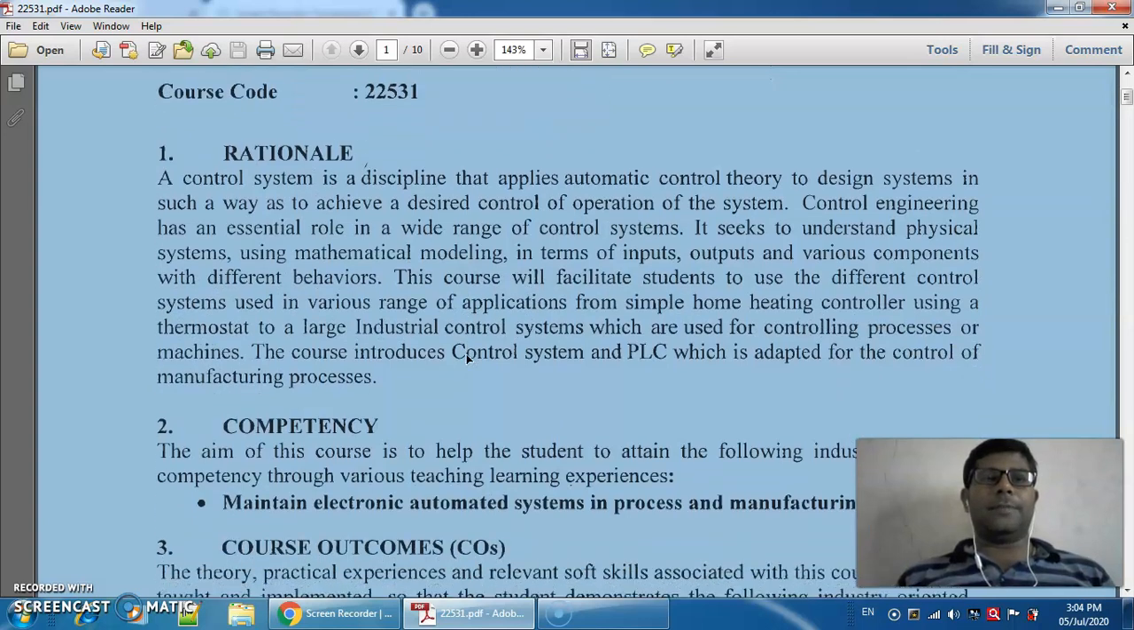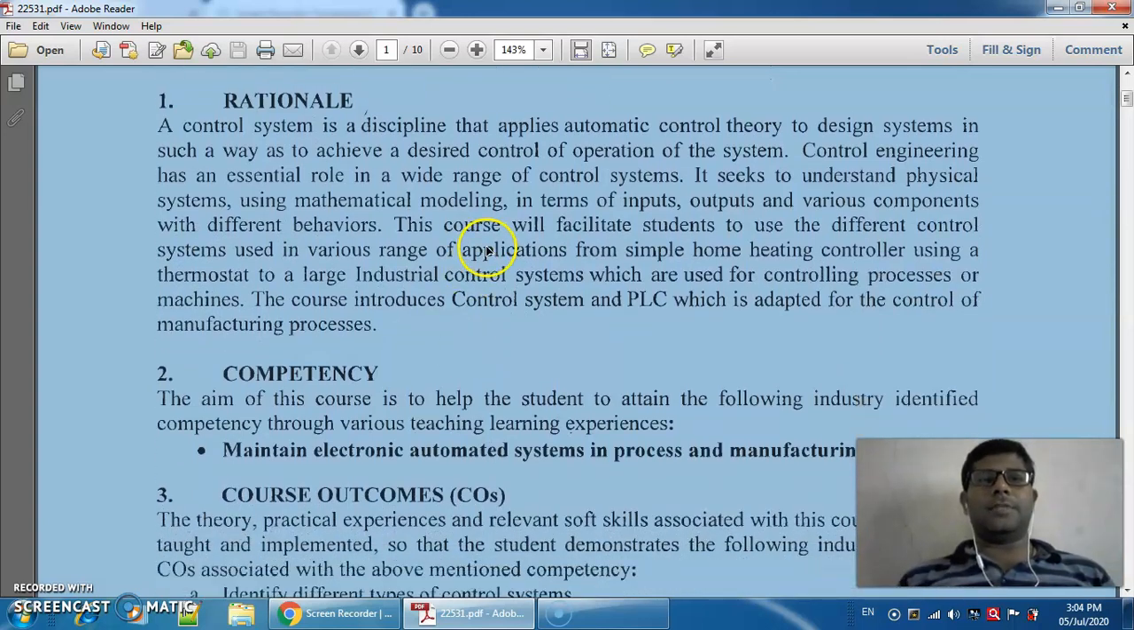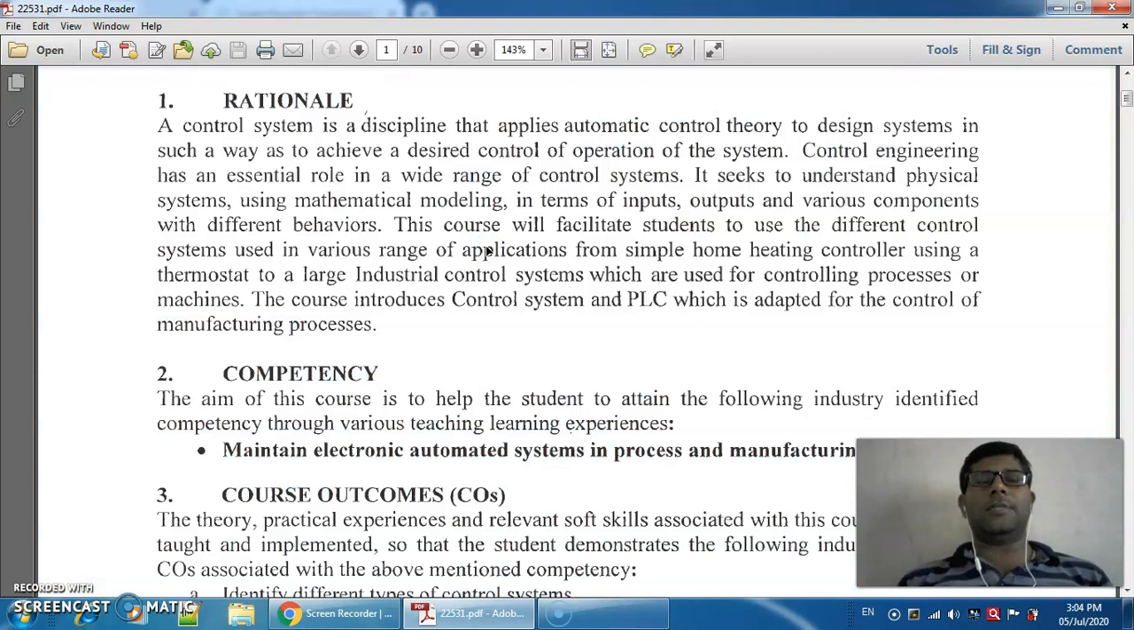The first point is the rationale. What do we mean by rationale? Rationale is nothing but the set of reasons on which the syllabus is based: what the objectives of the syllabus are, and what its importance is in industry or in the future.